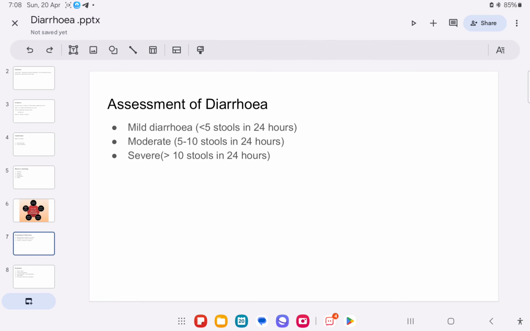Assessment of diarrhea. Diarrhea can be assessed based on the number of episodes of stools. That is mild diarrhea, which is less than 5 episodes in 24 hours, moderate diarrhea, 5 to 10 stools in 24 hours, and severe diarrhea, more than 10 stools in 24 hours. Just remember 5 and 10. Less than 5 mild, more than 10 severe.